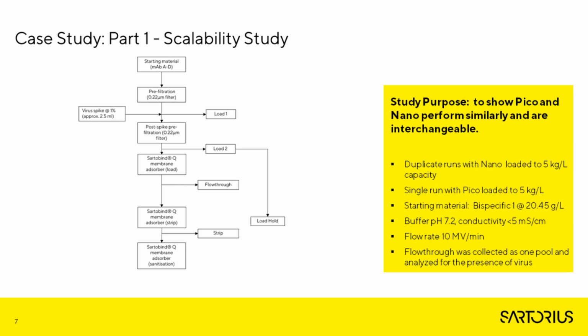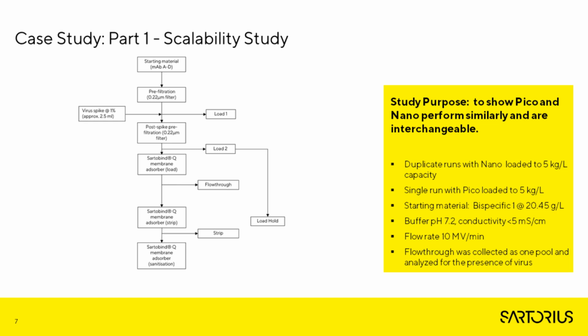So for our case study part 1, we're going to discuss the scalability study. Here, as mentioned, the study purpose was to show that the Nano and Pico perform similarly and are interchangeable. The design of the study was to run duplicate runs with the Nano loaded to 5 kilograms per liter. A single run was performed with the Pico loaded similarly to 5 kilograms per liter.